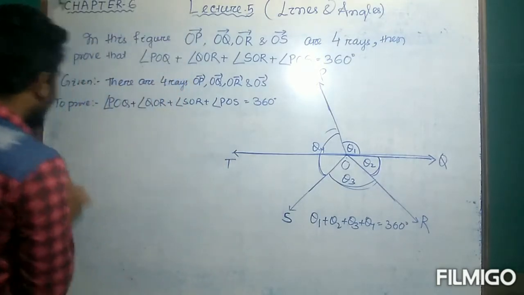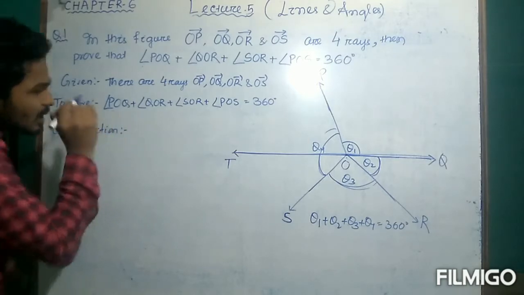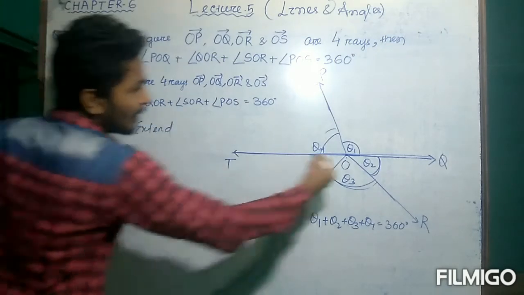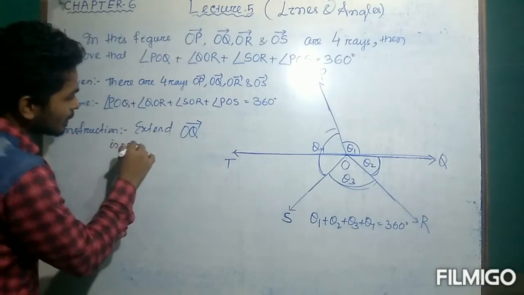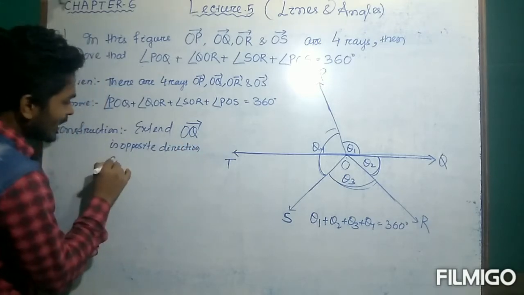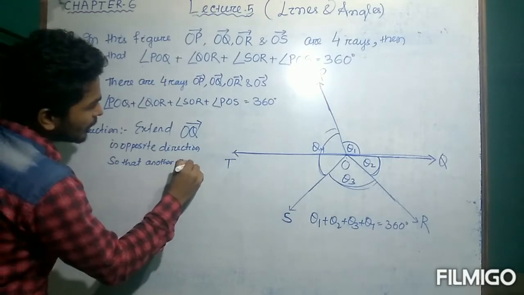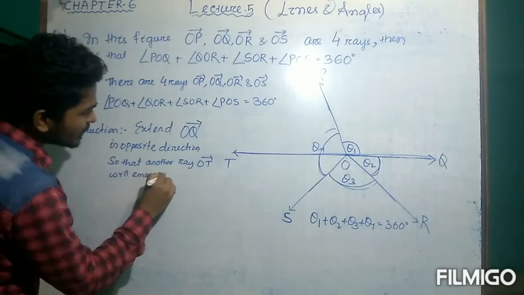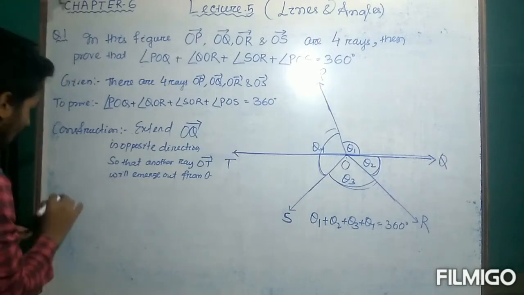Okay, so as we have extended it, the construction is: we have extended the ray OQ in the opposite direction, so that another ray OT will emerge out from O. Understood? So now we will prove.